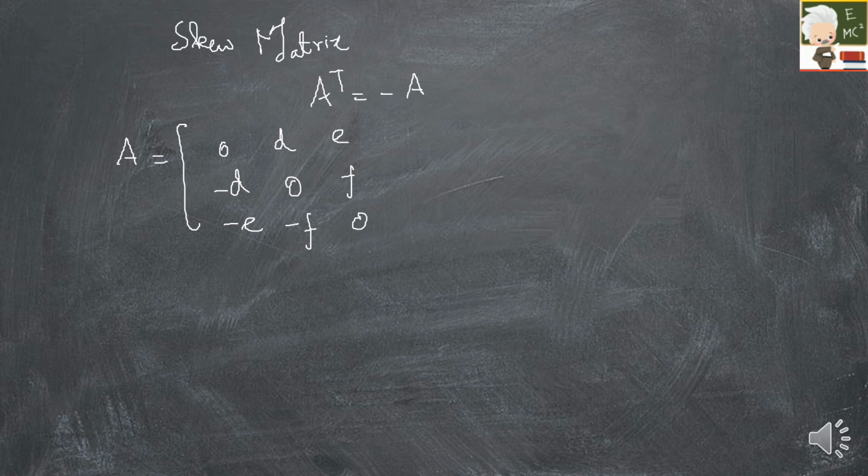Skew matrix. So what is a skew matrix? It is kind of same as symmetric, but here your A transpose is equal to minus A. So for example, A is equal to 0, D, E, F, minus D, 0, minus E, minus F, 0. Sometimes the skew matrix is also called as antisymmetric matrix. So it is just opposite of symmetric.